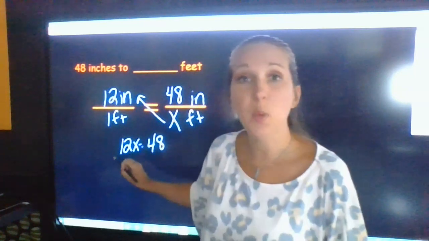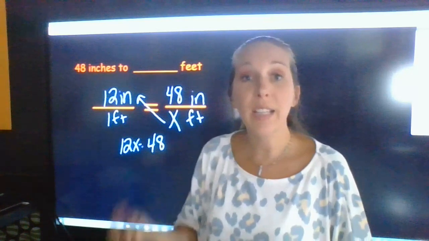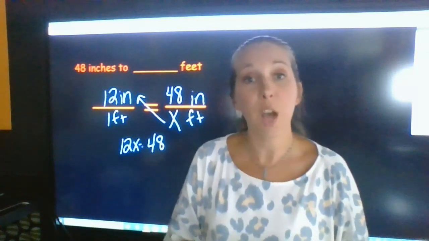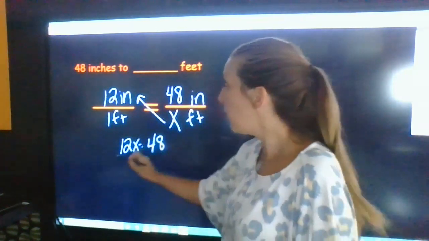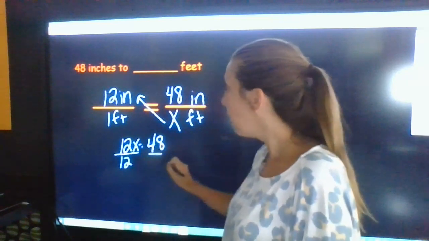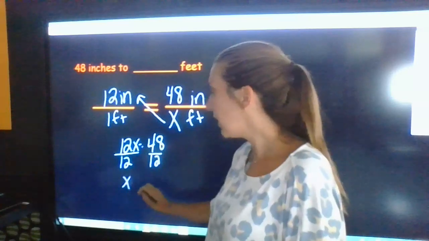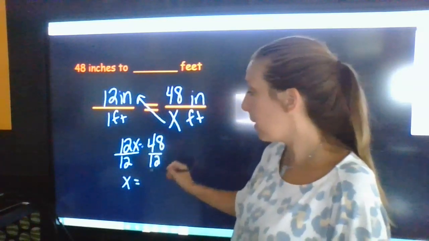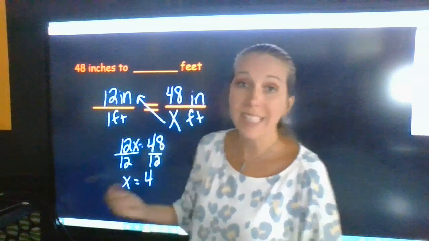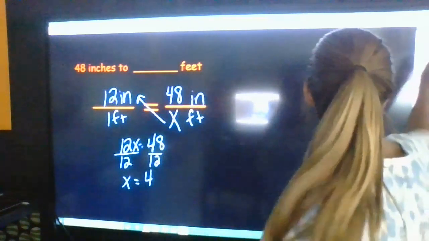Now remember, this is 12 times x. So to isolate that x, we're going to do inverse operations. So instead of multiplying by 12, we're going to divide both sides of our equal sign by 12. 12 divided by 12 is 1, which leaves us our x. And then 48 divided by 12 is 4. So that's how we get that x equals 4.